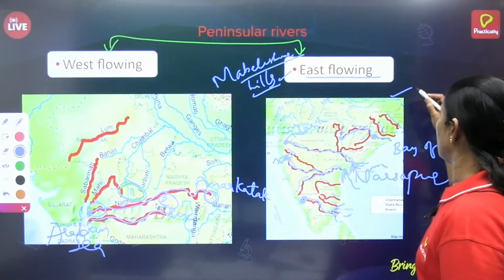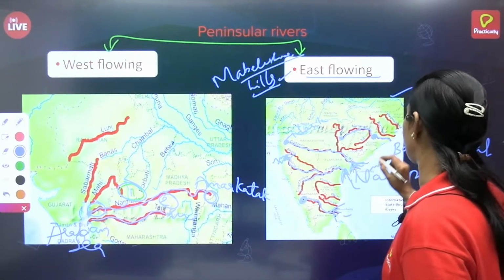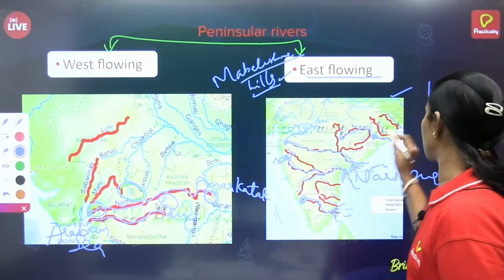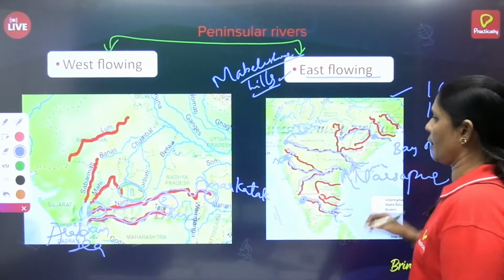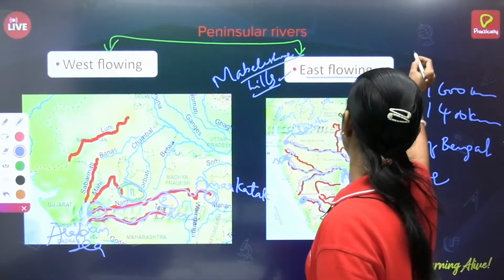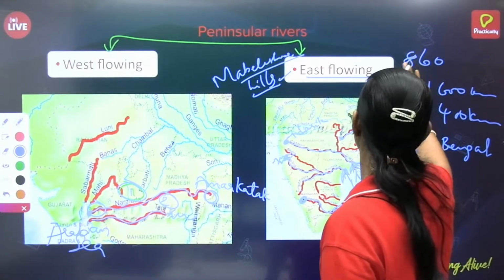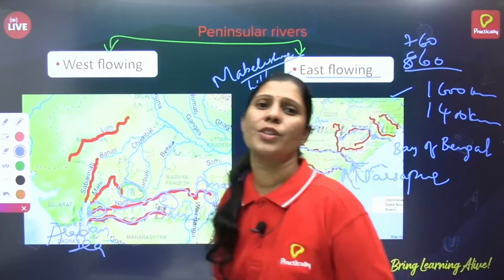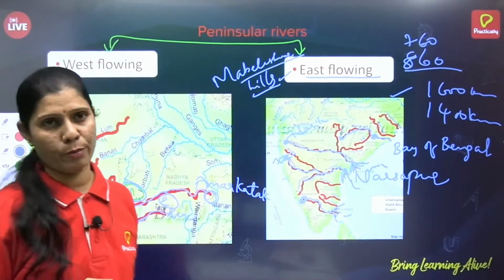Coming to the distances also, you need to remember most of the river distances: Godavari 1600, Krishna 1400 kilometers, and Mahanadi 760, Kaveri 860. Okay, so these were the lengths in kilometers of the South Indian rivers.